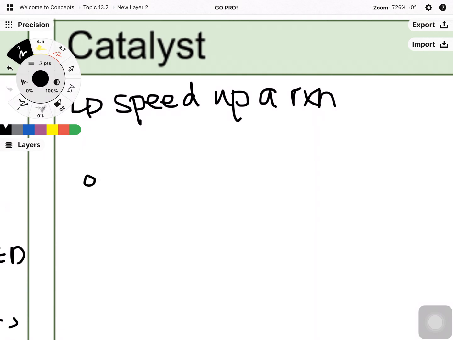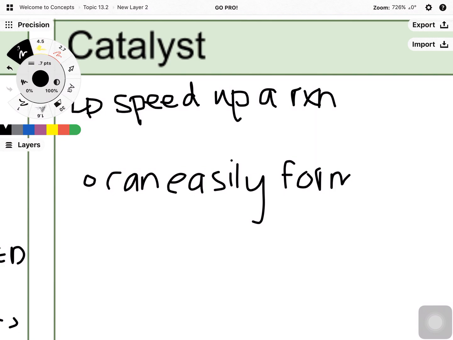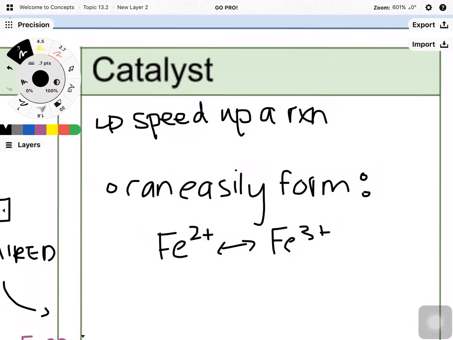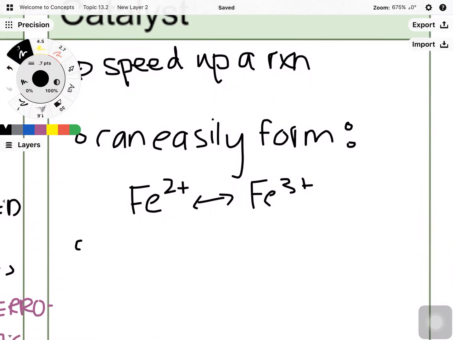So transition metals can easily form different ions, right? We talked about that in terms of variable oxidation states. So for example, you might have iron 2 plus that can very easily turn into iron 3 plus and vice versa. Iron 3 plus can very easily turn into iron 2 plus. What that means, therefore, is that transition metals can gain or lose electrons relatively easily.